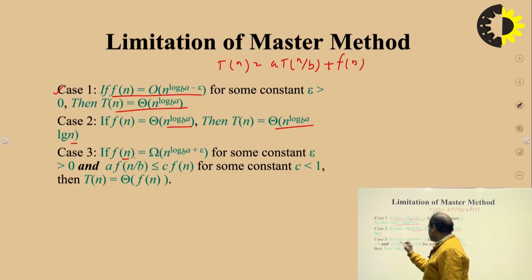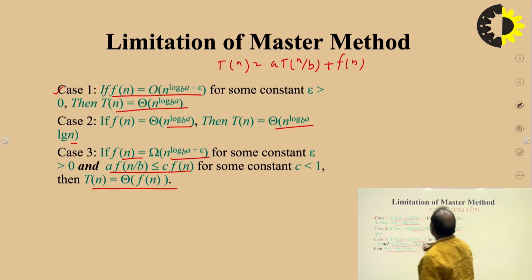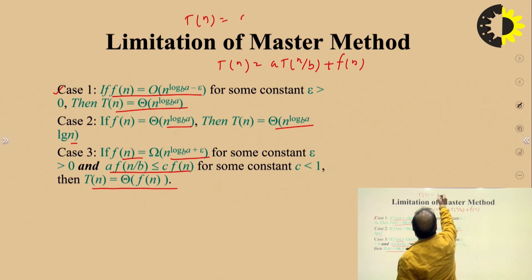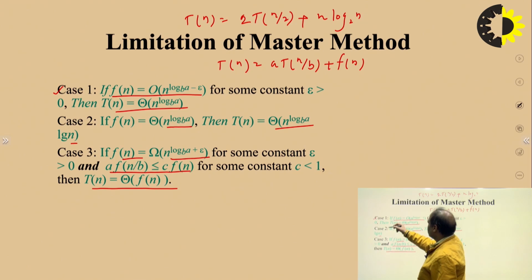Case three is if f(n) is omega of n to the power log a base b plus epsilon, and the regularity condition is also satisfied, a f(n/b) less than or equal to c f(n), then T(n) is theta of f(n). Now consider a recurrence like T(n) = 2T(n/2) + n log n. In this situation, none of the cases works: case 1, case 2, case 3.